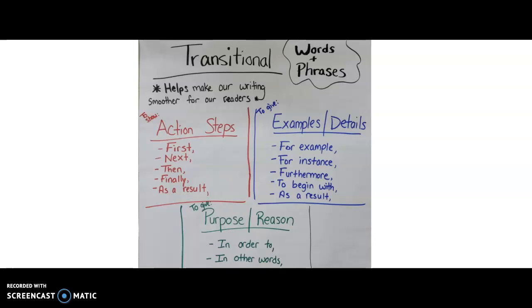So your job today is to look at your writing and ask yourself, do I have any of these in my writing? If you have one, try to add another. If you don't have any, you need to really go back and add these in where they make sense. If you have at least 3 or 4 and they make sense in your writing, then you're already good to go. Great job. So that's your job today. Add some transitional words and phrases into your writing where they make sense.